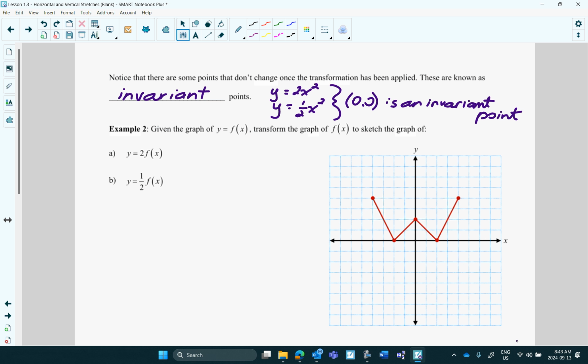Now remember, I said there's two ways that you can do these. You can either just do it right on the graph and kind of do everything in your head, or if it gets complicated, you can use that mapping notation where you find a formula for the new points. This one I think is pretty straightforward because there's only one thing going on.